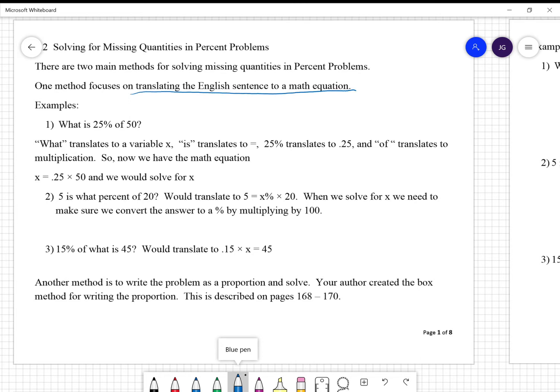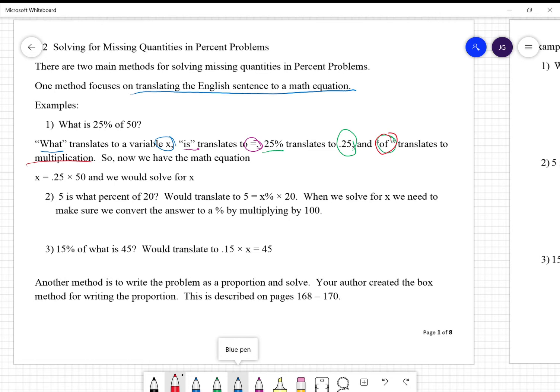For example, if we have what is 25% of 50, what translates to your variable, is translates to equals, 25% translates to the decimal 0.25, and of translates to multiplication. So we have this equation, x equals 0.25 times 50, and do the math.